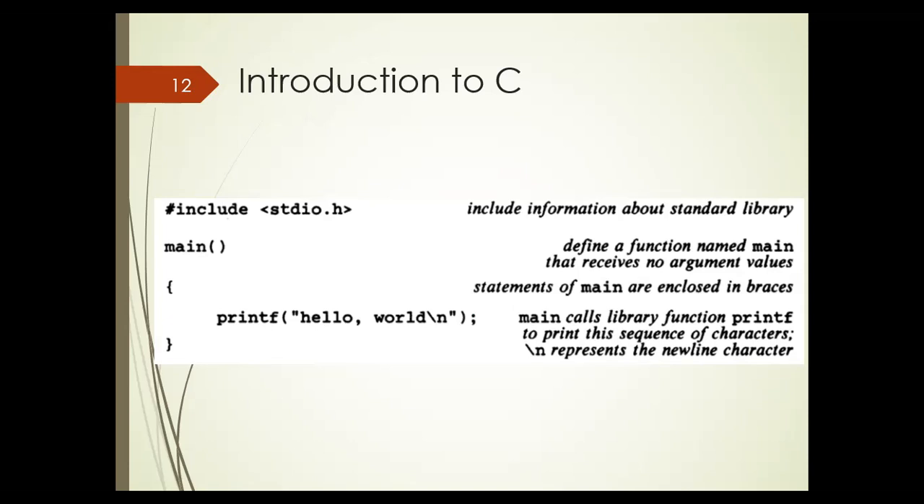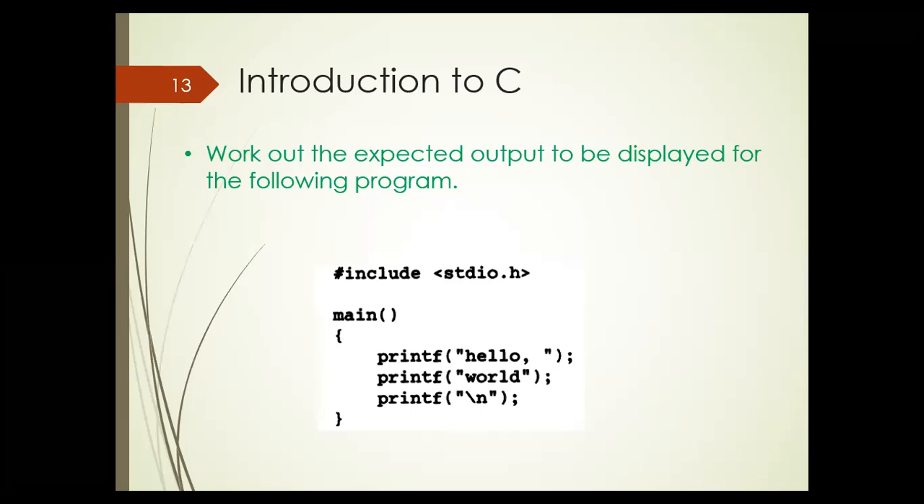The first one is the header file and the main function, then an opening curly brace and a closing curly brace, and then you have a call from main to the printf function found in stdio.h, just to print the message on the screen. Now you modify this: instead of only one printf, you put three printfs. The first one is hello, semicolon. The second one is just world, and the third one is printf with a wildcard.